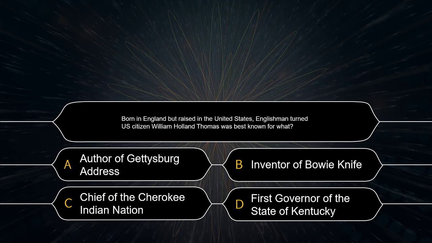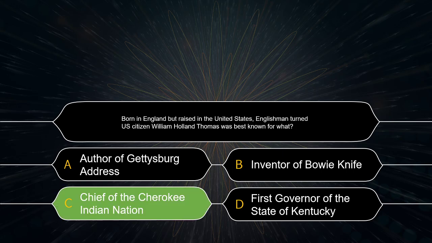All right. Born in England, raised in the United States, Englishman turned U.S. citizen, William Holland Thomas was best known for what? Got your answers? Write this one down. I want to see if you get this one. Just write this one down. Let's see what you get. The answer in 3, 2, 1. Chief of the Cherokee Indian Nation.